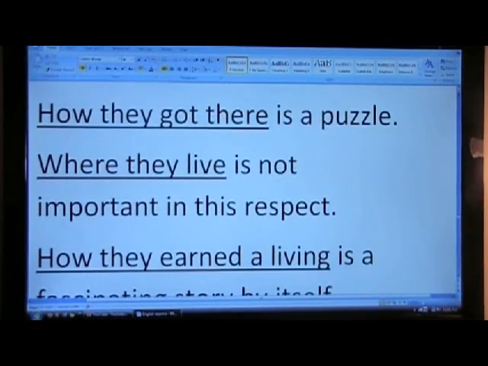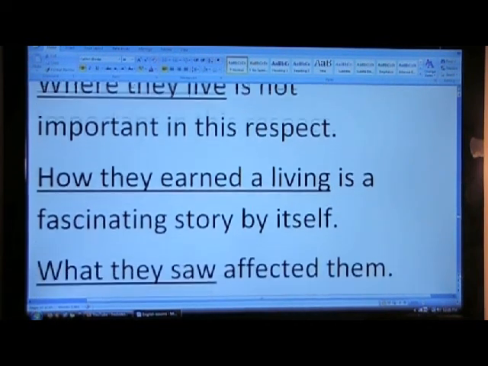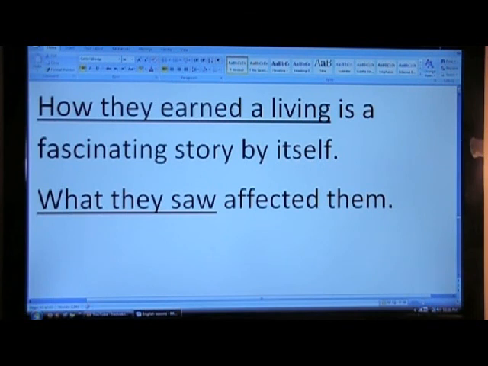Another example of a phrase used as the subject. How they got there, subject, the phrase, is a puzzle. Where they live is not important in this respect. Where they live, phrase, is a subject. How they earn a living is a fascinating story by itself. How they earn a living is a subject, a phrase. What they saw affected them. What they saw is the subject.